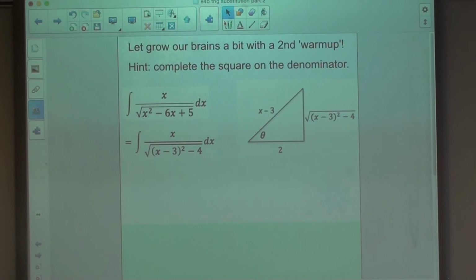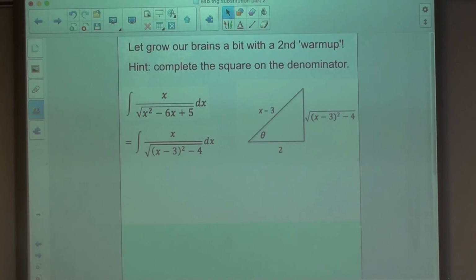All right, the whole point of sketching the triangle is so that you can write these in terms of trig functions. So the first thing I always do is start with my root. So you have x minus 3 squared minus 4. Now I need to relate this to secant theta, so I say secant theta equals x minus 3 over 2, always putting the number on the bottom. Then x minus 3 would equal 2 secant theta, and dx is 2 secant theta tan theta d theta.